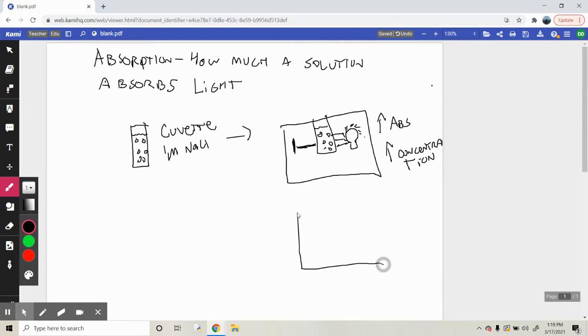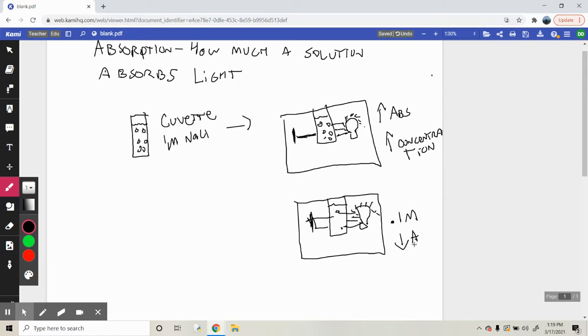Let's say if we did this again with a 0.1 molar NaCl this time. Well, there's not going to be as many particles in there. So when we shine that light, my lovely light bulb, and it goes through, there's going to be a lot more of it going through to that detector. So we're going to have a lower absorption.